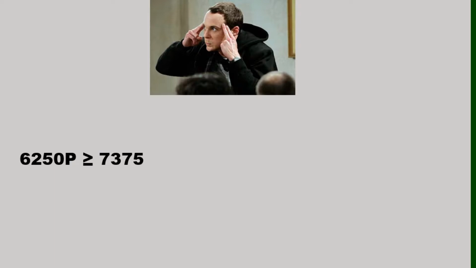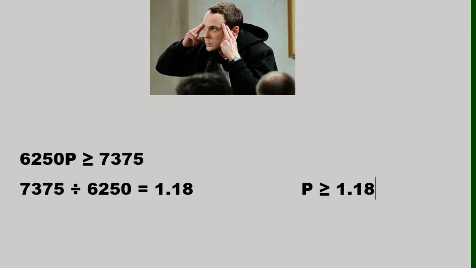Okay, so now we are going to try to find the minimum amount of money it would cost for one donut. To find this, you will divide 7,375 by 6,250. If you do that, you'll get 1.18, which would also be P is greater than or equal to 1.18.